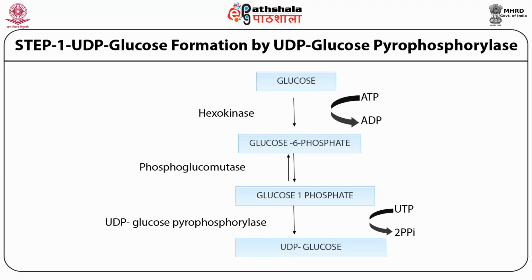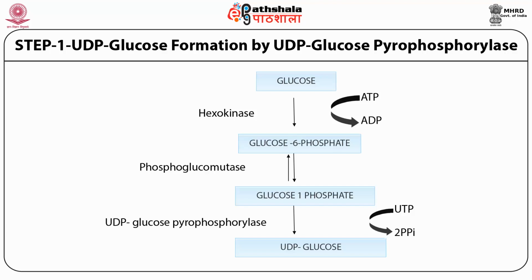As shown in the figure, glucose is activated before it gets polymerized into glycogen. Glucose is phosphorylated to glucose 6-phosphate by the hexokinase enzyme in muscles or glucokinase enzyme in liver. For further anabolic polymerization reaction, it is converted into glucose 1-phosphate by the reversible action of phosphoglucomutase.